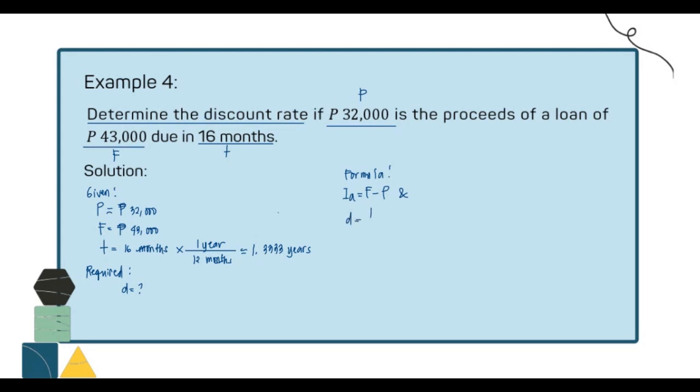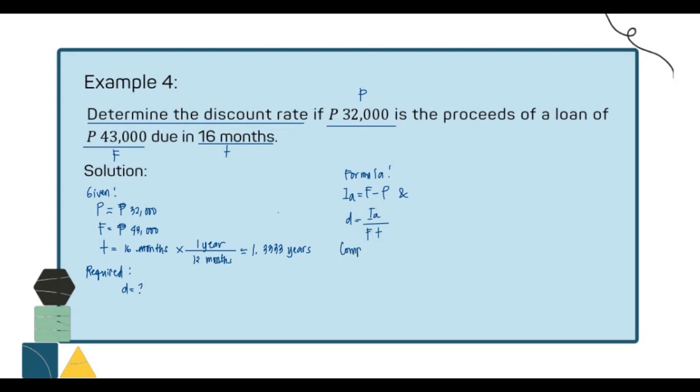D is equal to I sub A divided by FT. This comes from the original formula for interest in advance or simple discount. We just derive it from the formula so that we could calculate the discount rate immediately, and then we make use of this one.